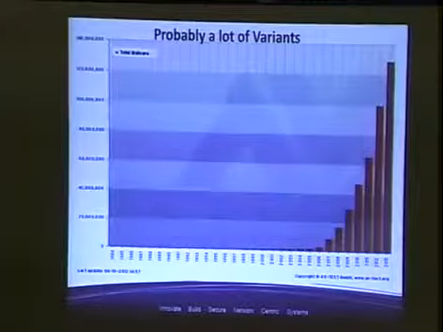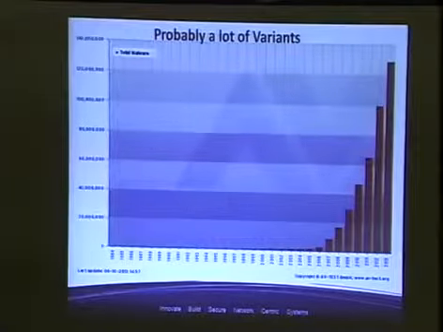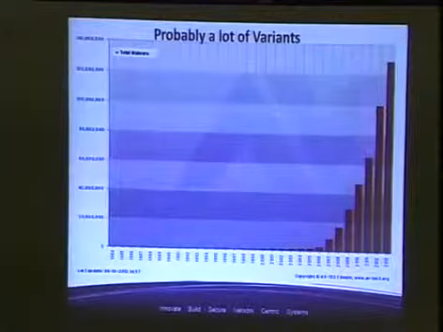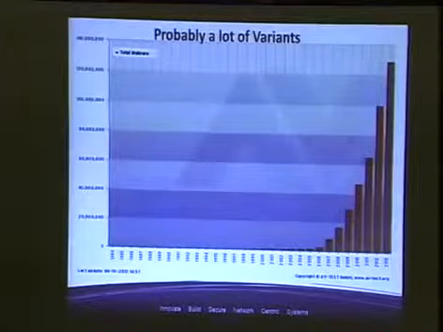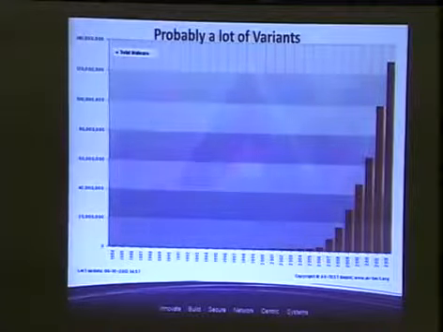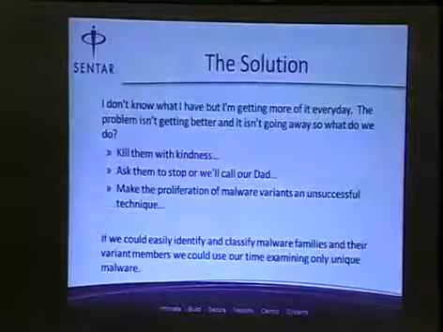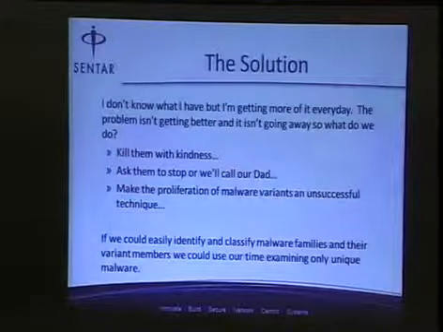So, I want to go back real quick to the last slide. Like you said, it's even worse than we thought. In 2011, the variant-to-family ratio was 5-to-1. In 2012, it was 38-to-1. And this year, the numbers haven't come in, but you can see the trend. It's not looking good. I really hate wasting time looking at just another variant of a piece of malware that I saw last week. So this kind of helps. So our dad can't kill them with kindness.